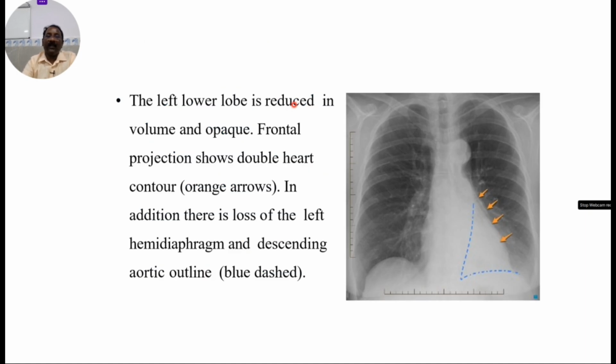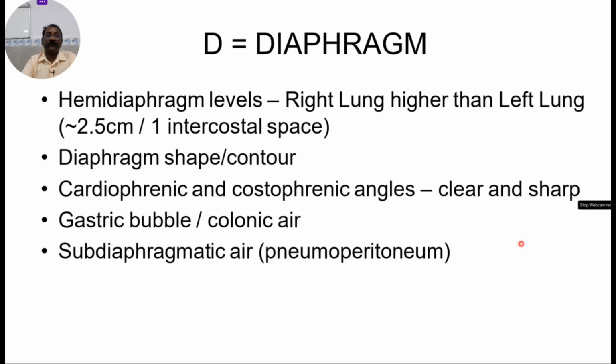See here, the left lower lobe is reduced in volume and opaque. The frontal projection shows the double heart contour, orange arrows. In addition, there is a loss of the left hemidiaphragm and the descending aortic lines. See the aorta here, the aortic knuckle. You are not able to see the aortic lines here. See again a small arrow is here. So this should be the lung, the loss of this lung: left lower lobe collapse.